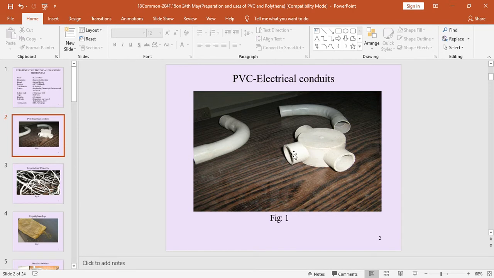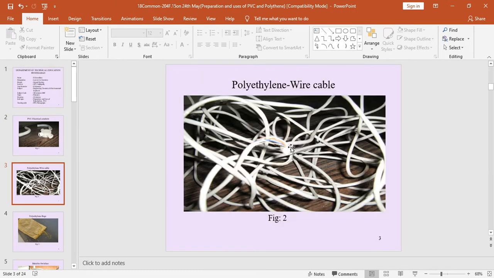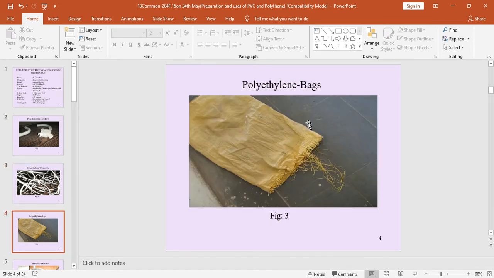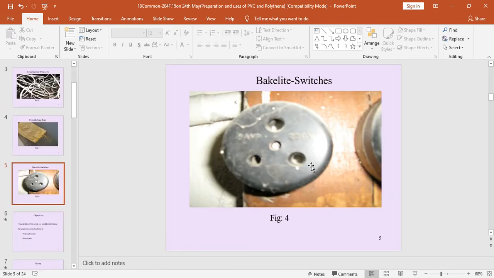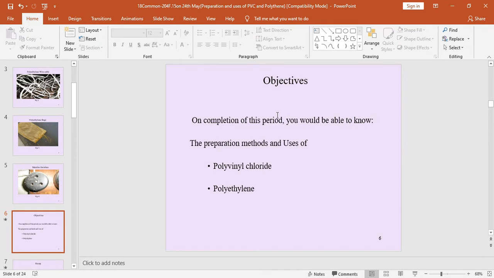See here. To help understanding, I have given one image here: PVC electrical conduits, polythene wire cable, polythene bags. So these materials are prepared from plastics, right? We don't know the specific plastic, but all these types of plastics are prepared from polymers. Okay, Bakelite is an example, right?